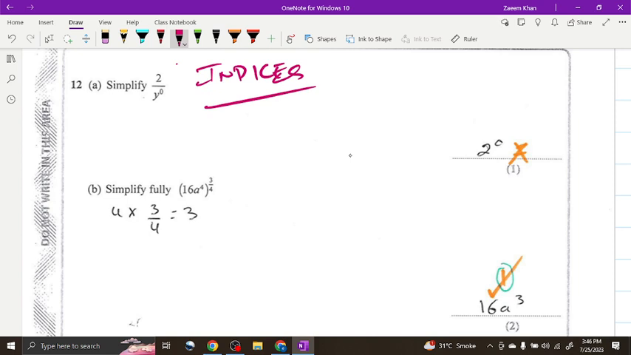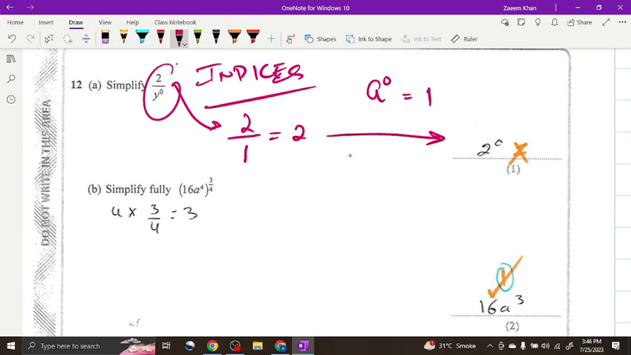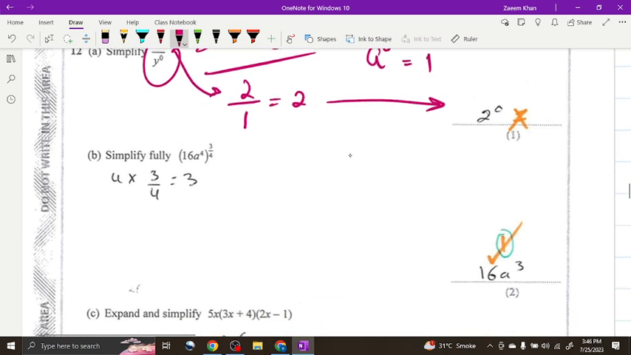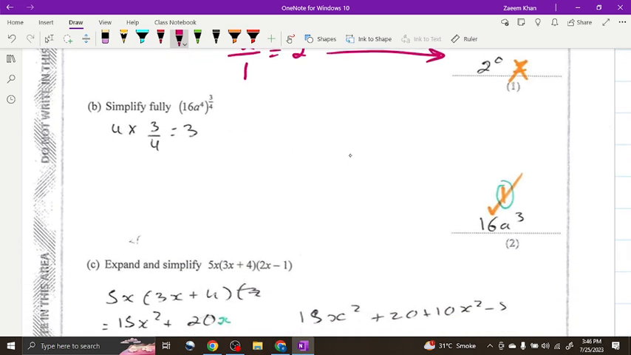Okay, what's anything raised to the power 0 gives you? 1. Alright, let's write this again. 2 over y raised to the power 0 is also going to be 2 over 1. 2 should have been your answer. That's simple, right? Okay.